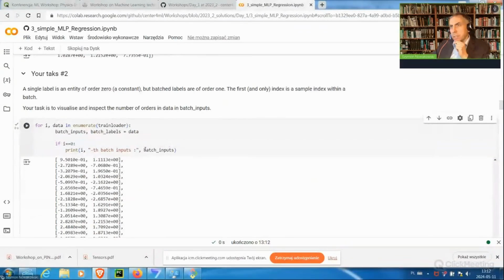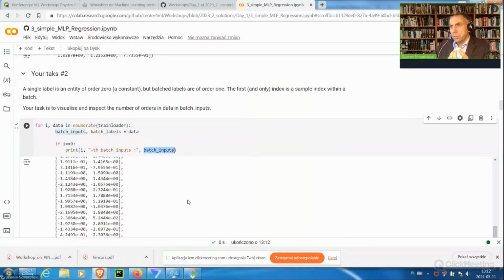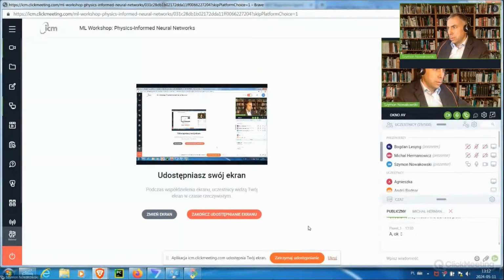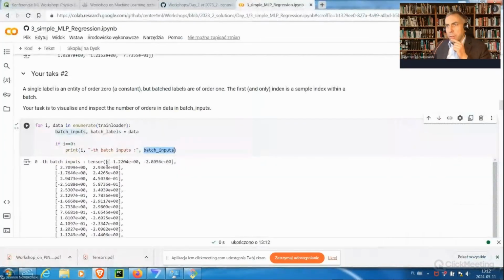The code is very simple. I just want to print. The last time I printed batch labels, and now I want to print batch inputs, yes? And batch inputs would be organized into a tensor of order, question to you. Nobody's writing. The tensor of order 2. You can see it by looking at the number of opening brackets. This is a tensor of order 2 because the single input to the network is 2 points, x and y.